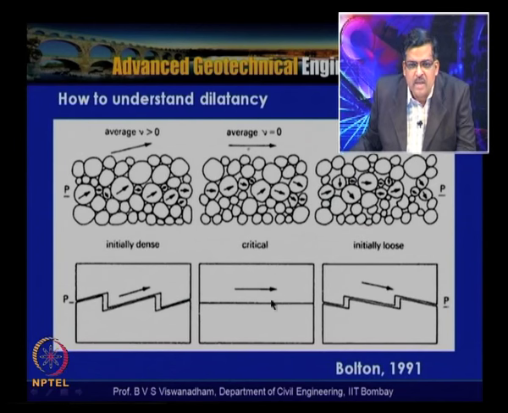In case of critical condition, you can see that it is horizontal. But in case of initially loose soil, it is inclined down. That means that it actually undergoes compression.